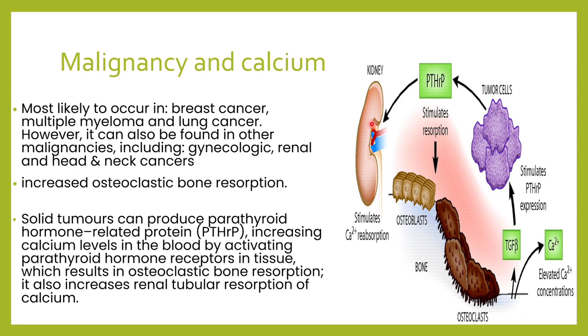It will increase the resorption of the bone, so it will increase the calcium in the serum. It will increase the reabsorption of calcium from the kidney, and the absorption of calcium from the intestine. The calcium level is going to rise. So this is a case of parathormone independent hypercalcemia, but this is because of the secretion of hormones or proteins which are related to the parathormone.